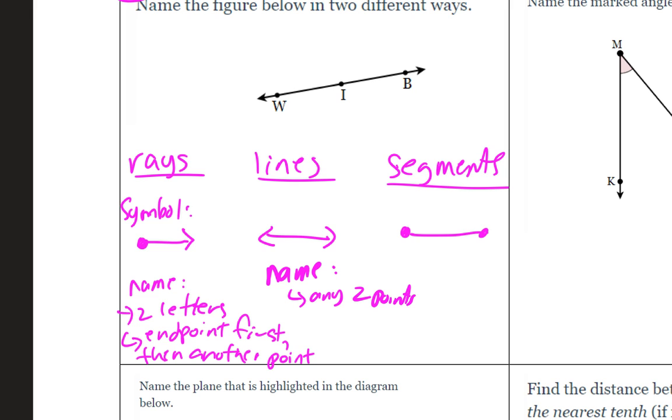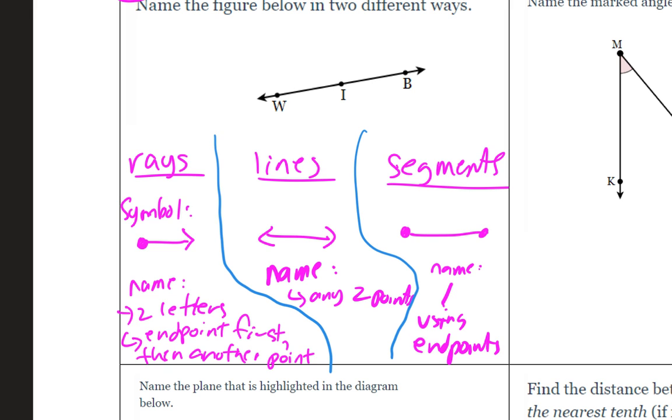And then on a segment, this is the symbol that we're going to use, and we're going to name it using the endpoints. We recognize that these are the endpoints, right? Right over here, that's how we would name those with 2 letters. And then we have our lines. I'm going to just do this little color. So we got this for our rays, this for our lines, and this for our segments.